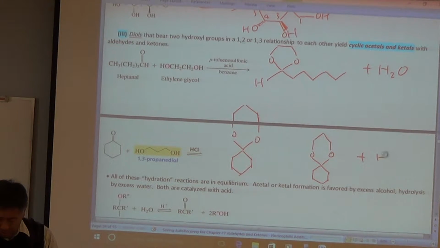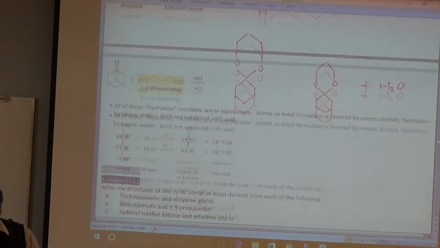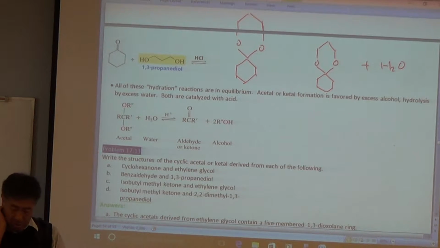Plus H2O. So once you add those acetals, you can take them off from the one-molecule or two-molecule alcohols by using an acid catalyst. Okay?